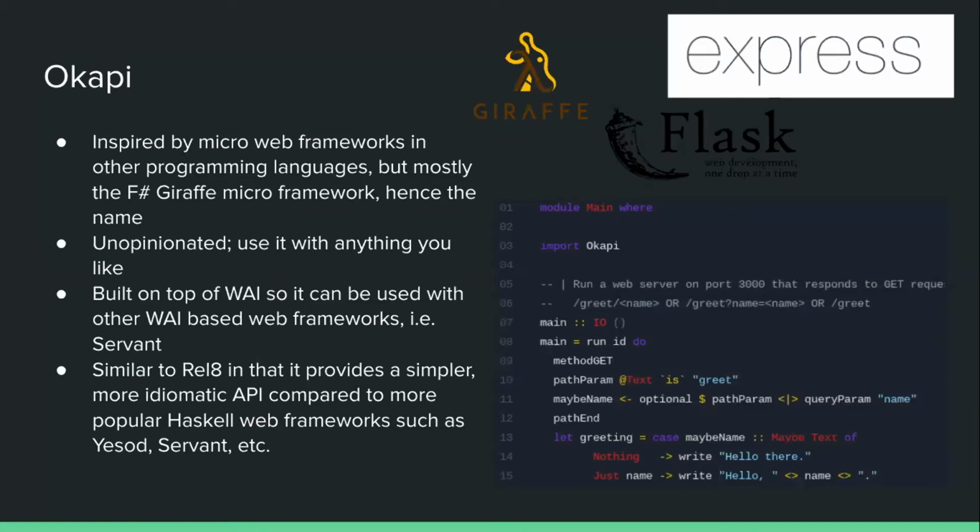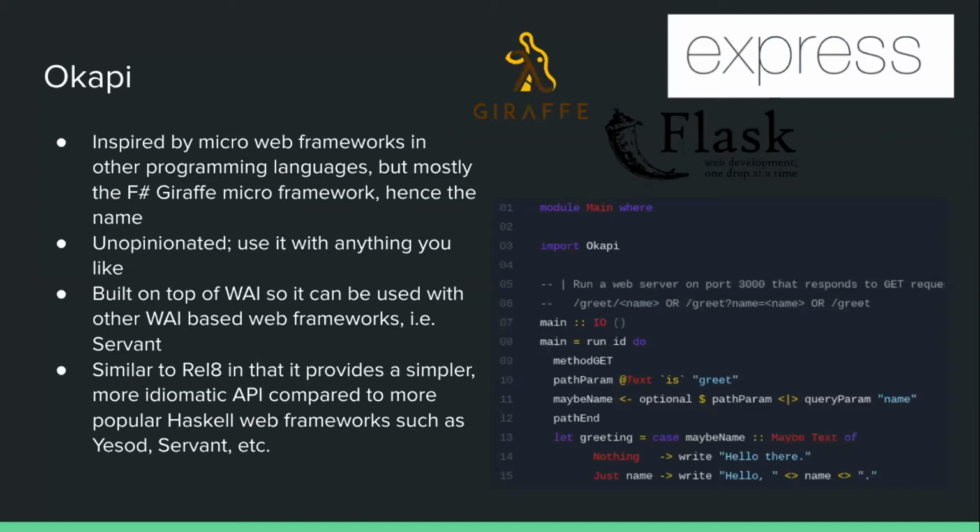And so this code block right here sums it up nicely. Right here, we're describing a server, once again, using do notation, because Okapi is a monadic DSL, to describe a server that greets the user. And so the user can either go to the greet endpoint followed by a path parameter, including their name, or they can go to the greet endpoint and provide a query parameter named name, or they can just go to the greet endpoint and not provide any additional information.